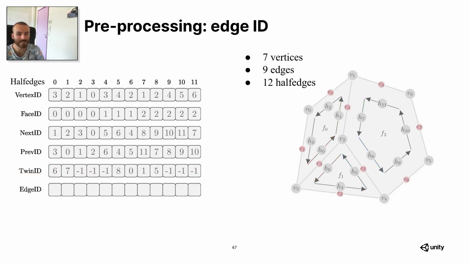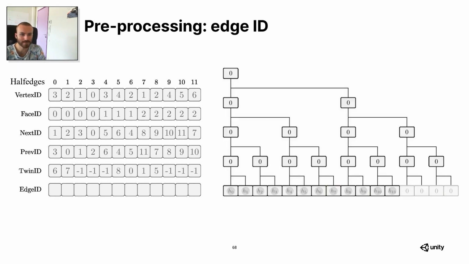Now, for the last step of filling the data of the half-edge buffer, the edge IDs, which are required for the Catmull-Clark algorithm. The number of edges in the mesh isn't the same as the number of half-edges. So here, for example, we have 9 edges for 12 half-edges.